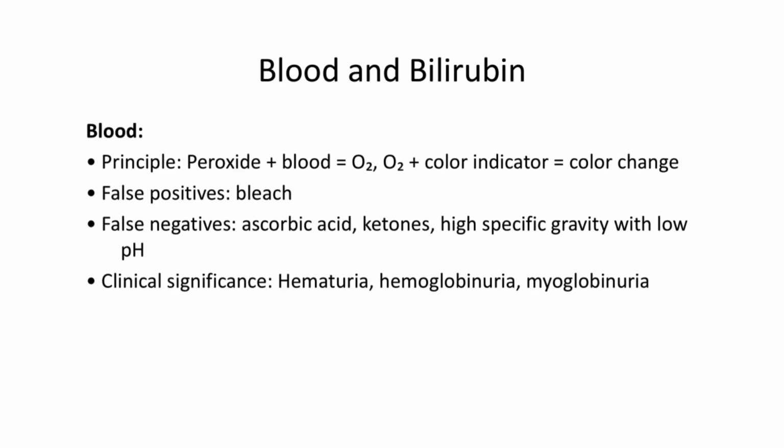Testing for blood relies on a peroxidase-like reaction. Peroxide on the strip reacts with blood to release oxygen, which then reacts with a color indicator, producing a color change. False positives may be caused by bleach, while false negatives can result from ascorbic acid, ketones, or high specific gravity with low pH. Clinically, hematuria, hemoglobinuria, or myoglobinuria may be indicated.